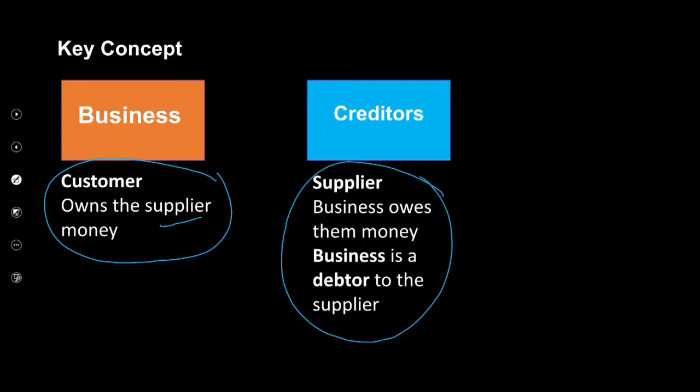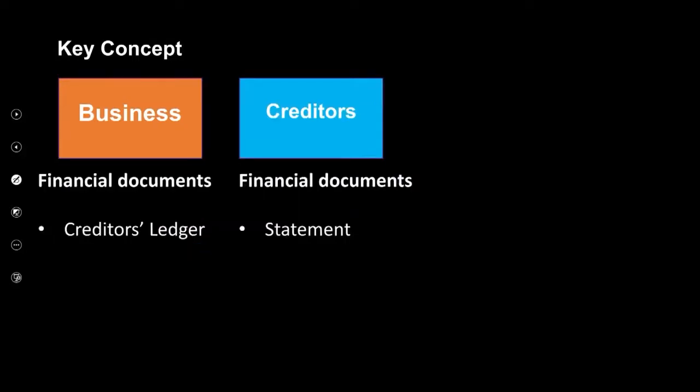Again, let's look at this relationship very clearly. We're saying that we owe the supplier the money. Obviously, they are our creditors. But the supplier, what will they say? They'll say the business owes us money, and therefore the business is a debtor to the supplier. I think I've explained that for you.